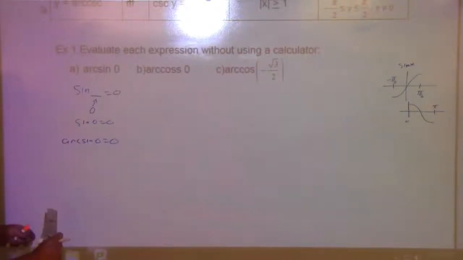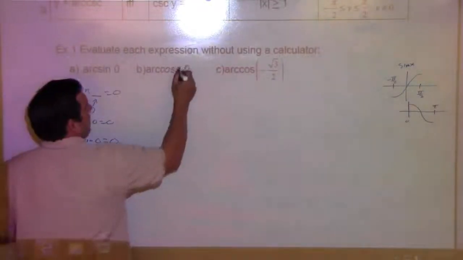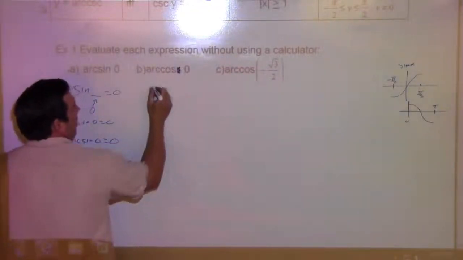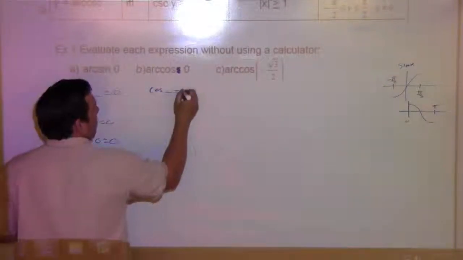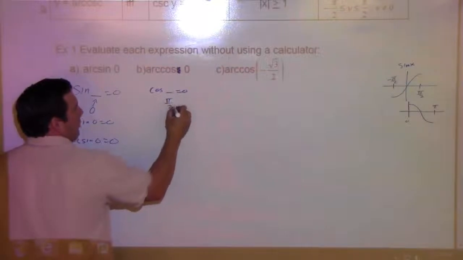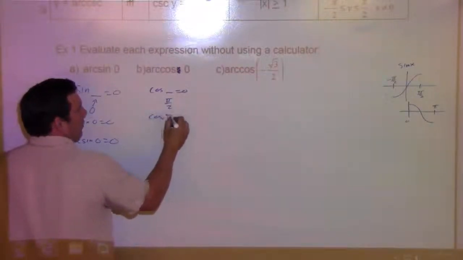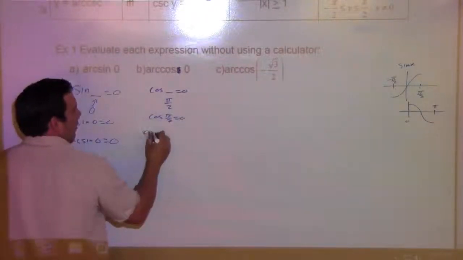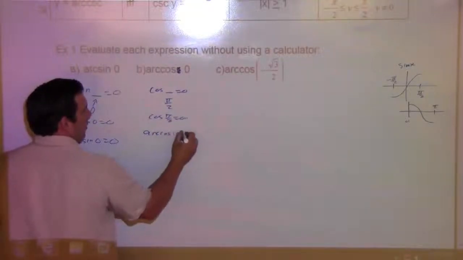What about arc cosine of 0? Well, that's saying cosine of what equals 0 on the interval from 0 to pi, and that would be pi/2, because cosine of pi/2 is 0. So arc cosine of 0 is pi/2.